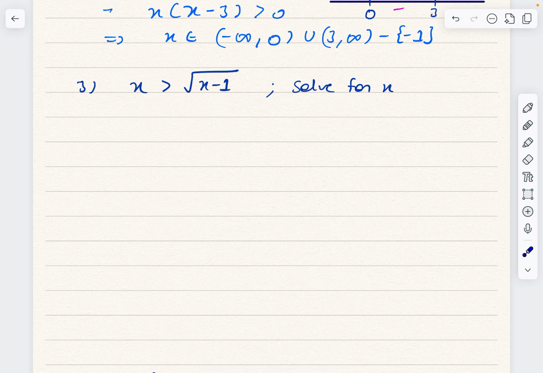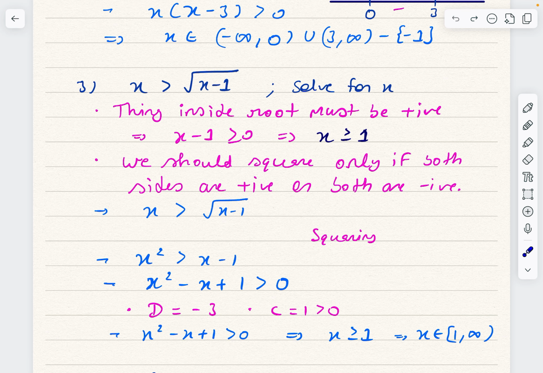Next problem is x greater than square root of x minus 1. Solve for x. You can pause and give it a try. Let's start discussion now.